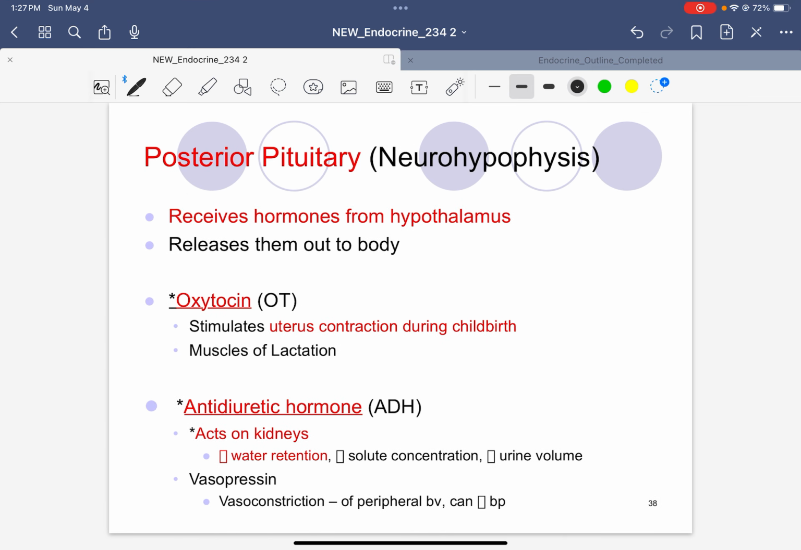Let's go back to that posterior pituitary gland. It's going to receive the hormones from the hypothalamus, ADH and oxytocin, but this is where those two hormones are released. Let's just get to the functions. We already know ADH is our water retaining hormone. ADH goes to our kidneys and tells our kidneys to retain more water. The new one for you is probably oxytocin. This is a hormone that stimulates the uterus to contract during childbirth.